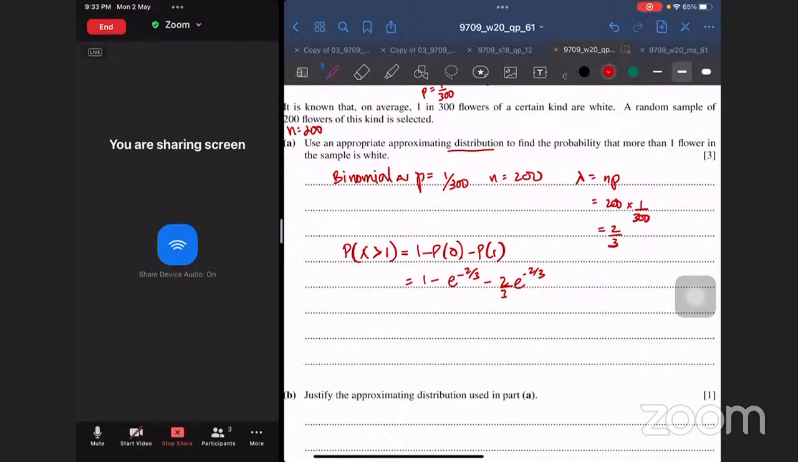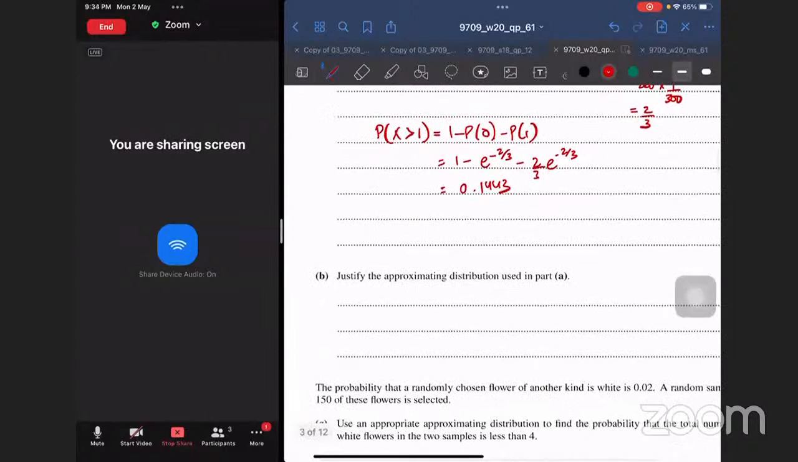That gives me 0.144. Okay. So I justify the approximating distribution used in part A.